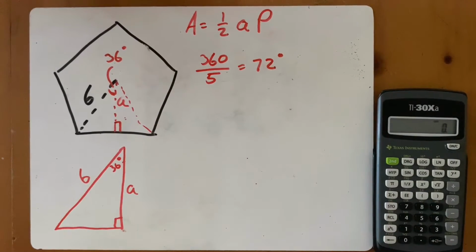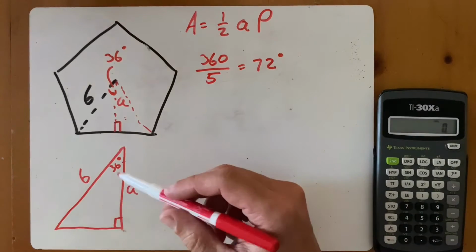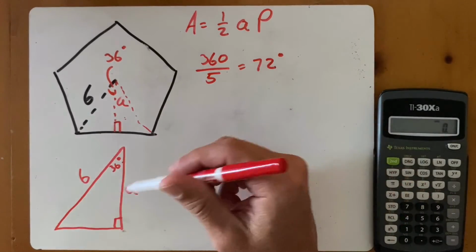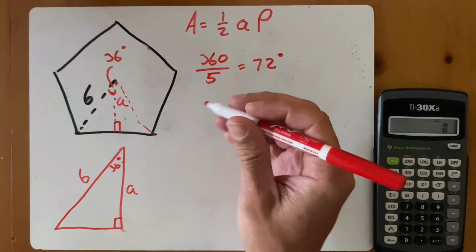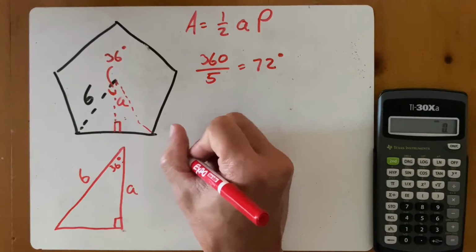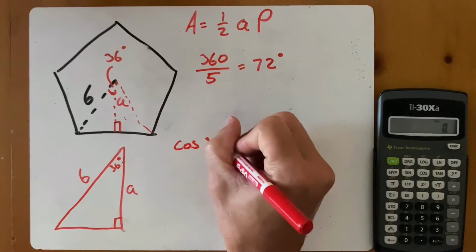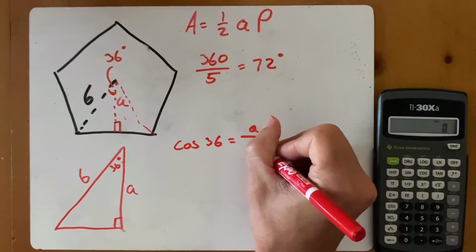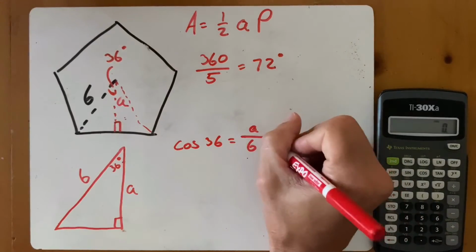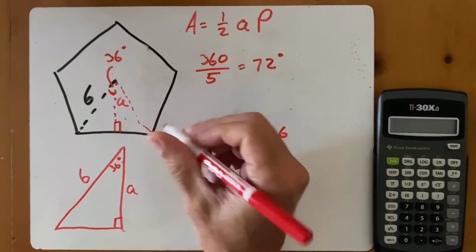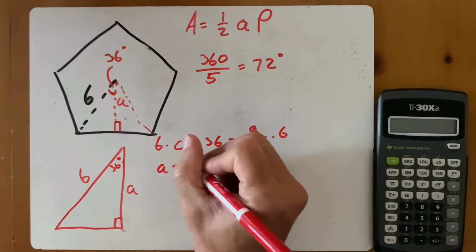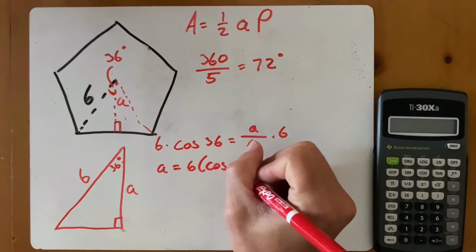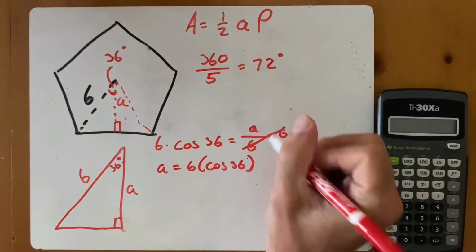All right, so let's use our trig functions in order to find this missing side. So this is the adjacent side. It's next to the angle that we've got. 6 is our hypotenuse, so adjacent and hypotenuse, we're going to use cosine. So that means that the cosine of our angle, 36 degrees, has to equal the adjacent side divided by the hypotenuse. All right, so we're going to solve for A, multiply both sides by 6. So our apothem is going to equal 6 times the cosine of 36. Okay, so there's our apothem.